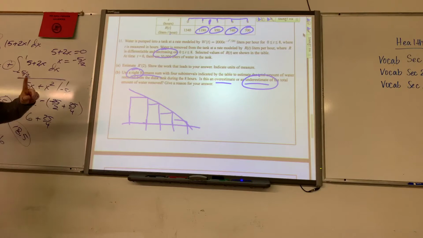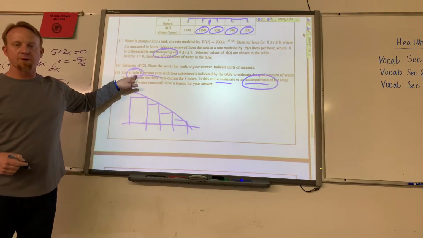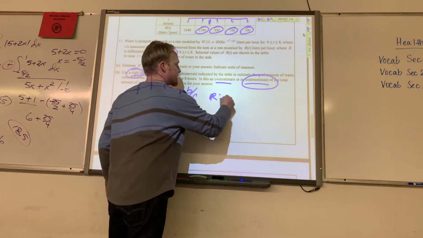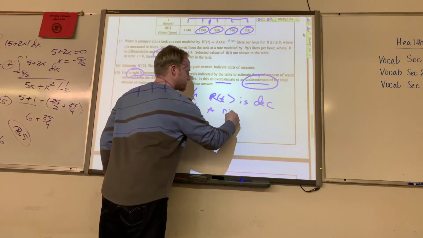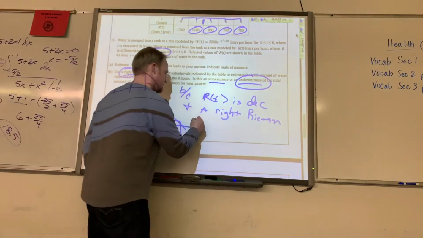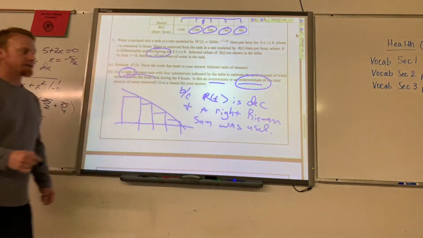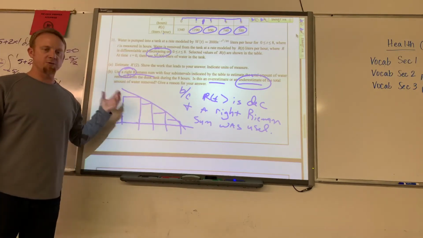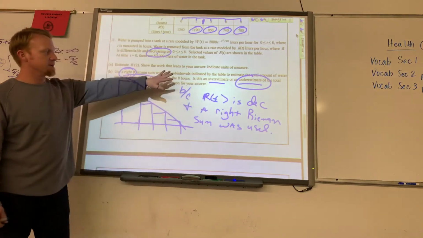To justify your answer, you're going to do two things. You're going to say because R of t is decreasing and a right Riemann sum was used. So that's how you determine that. Okay? Whether or not it's decreasing or increasing, and then draw your rectangles. That tells you rectangles below means we are under, rectangles over means we are an overestimate.